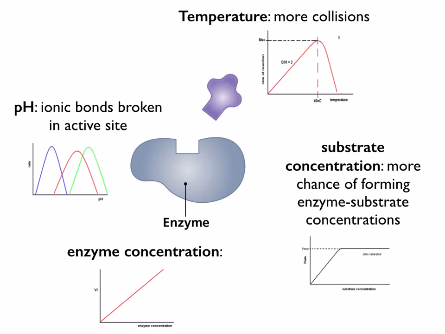And the last one, enzyme concentration. If you've got excess substrate concentration, your graph is going to continually go up. What happens if you've only got limited substrate? Then the graph will plateau.